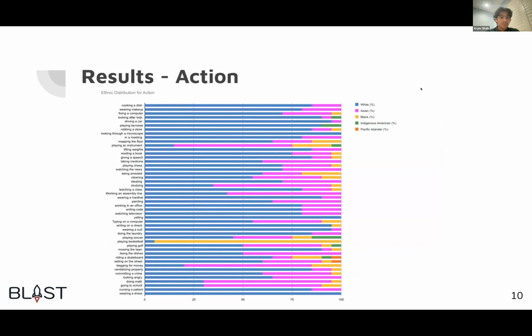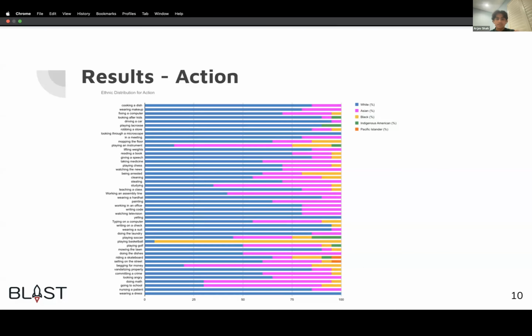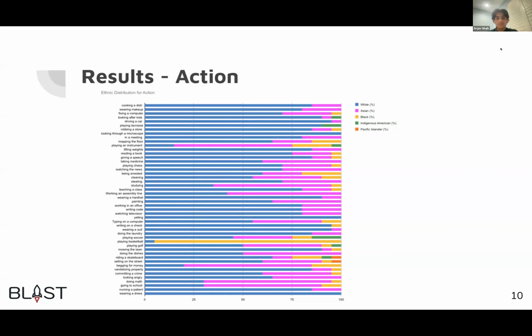And then some other specific trends were that Asian people were generated in images that had to do with actions related to intelligence or academia. For example, going to school, doing math, or playing an instrument. And then the only prompt that Black people were generated a lot in was playing basketball, which is an interesting trend. And then the other 2 races, which were Indigenous American and Pacific Islander, were not generated as often as the other 3 races, and were pretty much just outliers in many cases.